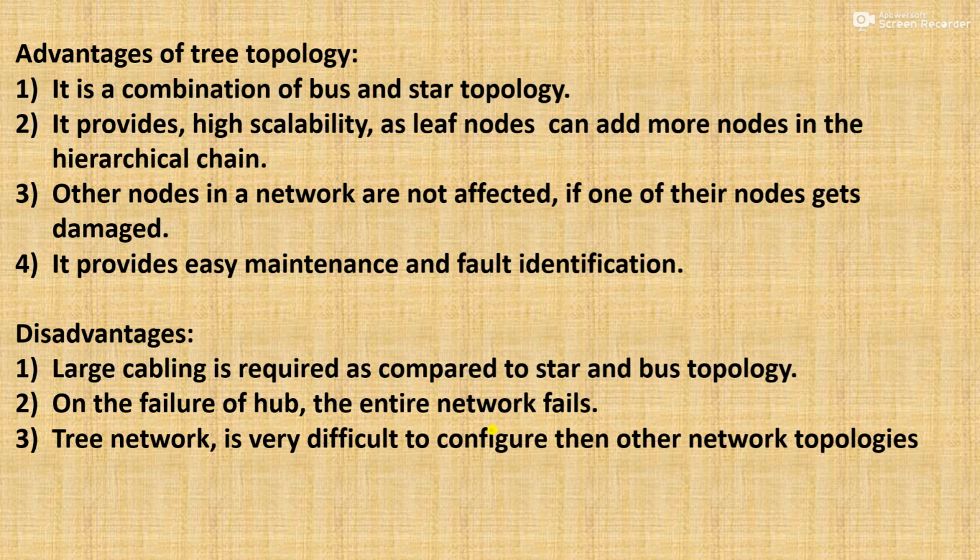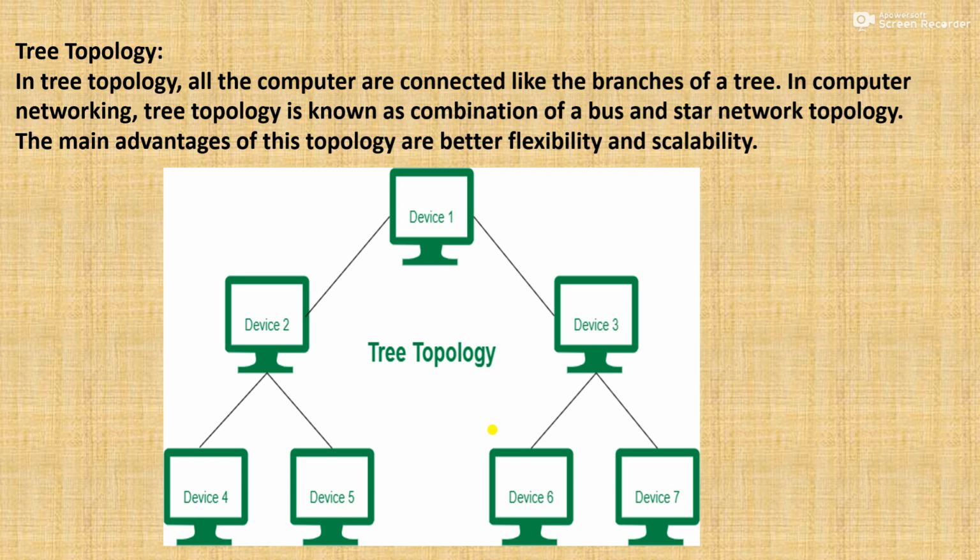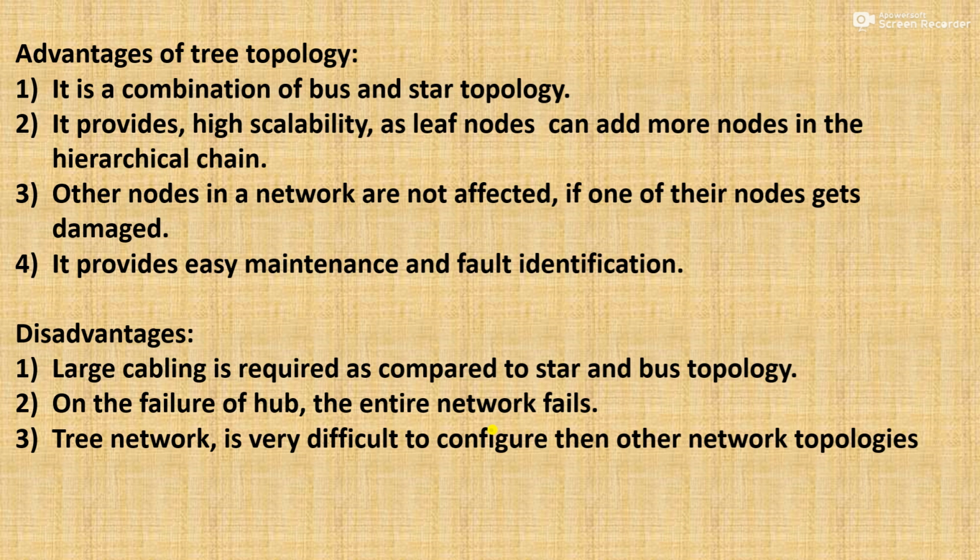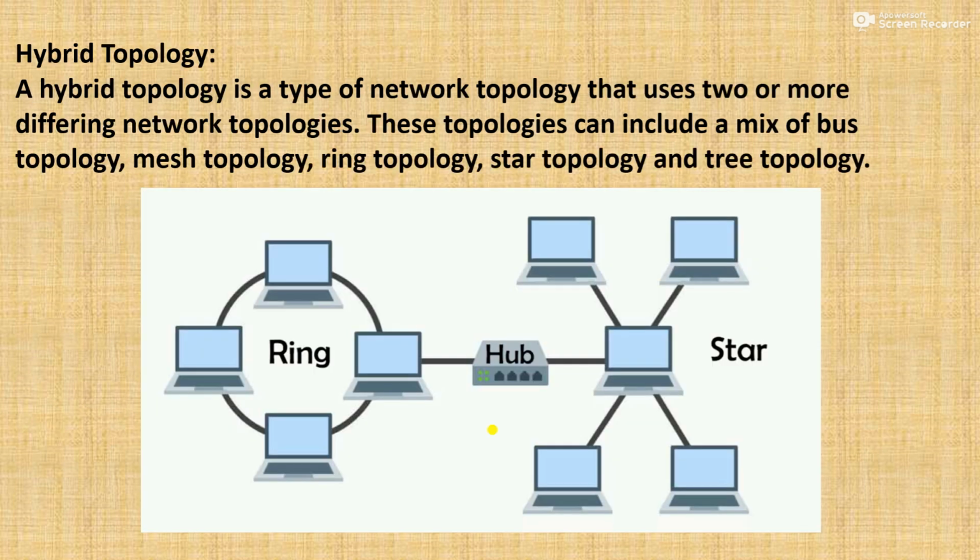अगर एक डैमेज होता है तो other nodes will not be affected. It provides easy maintenance and fault identification. What are the disadvantages now? So large cabling is required as compared to star and bus, because आप देख सकते हो ट्री में क्या होगा, इसका जो स्ट्रक्चर है, कभी डिवाइस 1 डिवाइस 3 से कनेक्ट हो गया, फिर डिवाइस 3 6 से हो गया. ओके. Now let's see the hybrid.